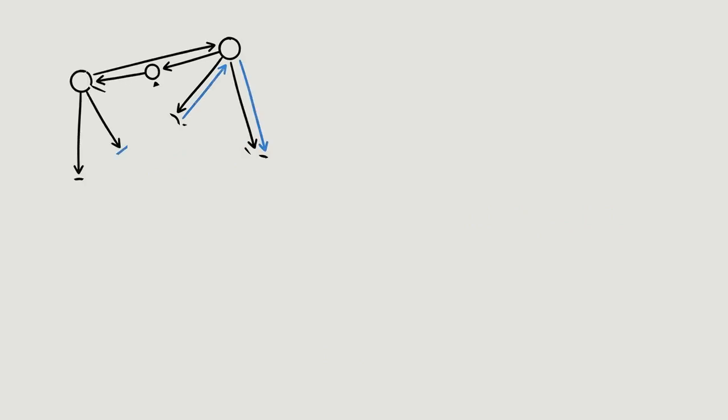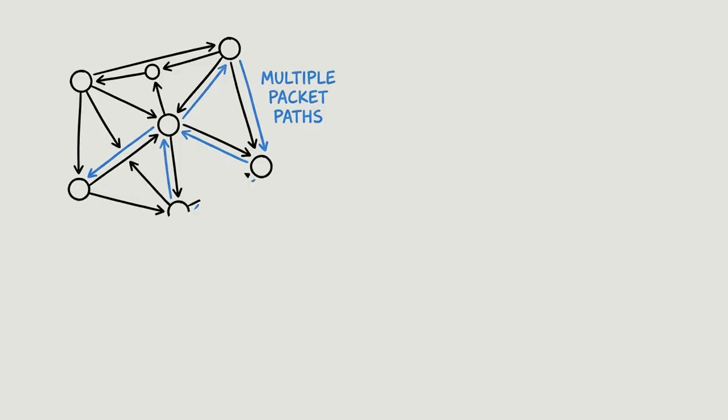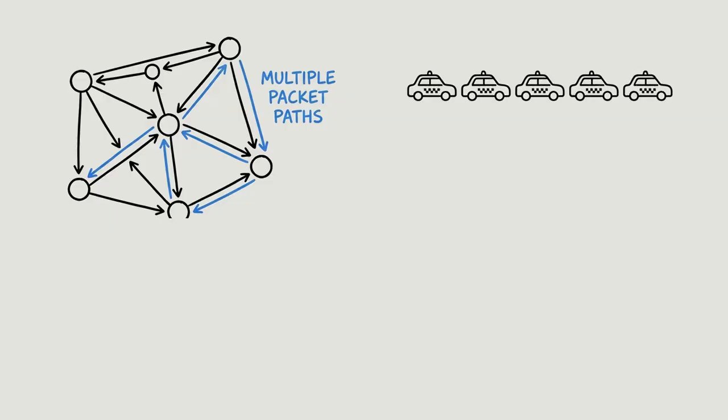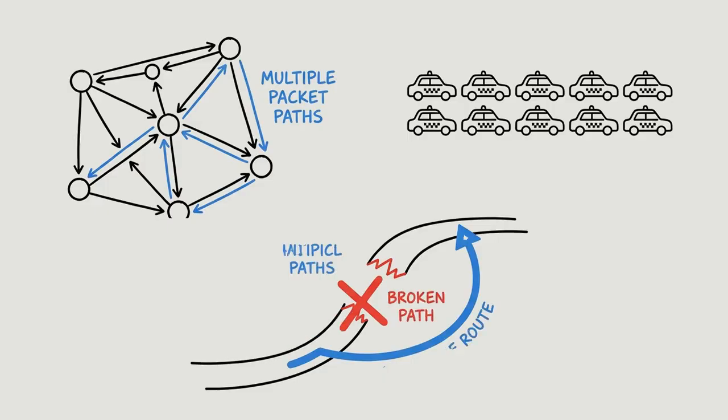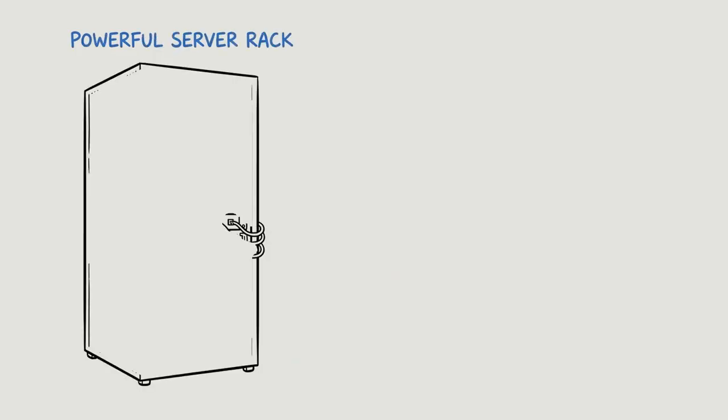These packets don't all take the same path. Each one can travel through a different route across the internet, depending on traffic and availability. It's like sending 10 taxis instead of one bus. Some routes might be faster, some might be slower. If one path breaks, the others keep going. This design is why the internet keeps working even when cables are cut.